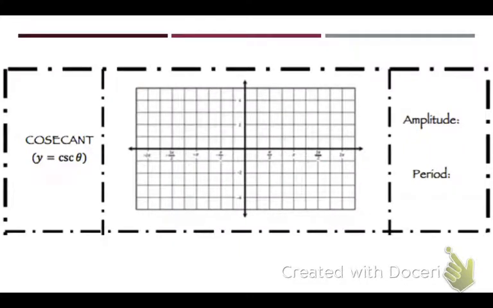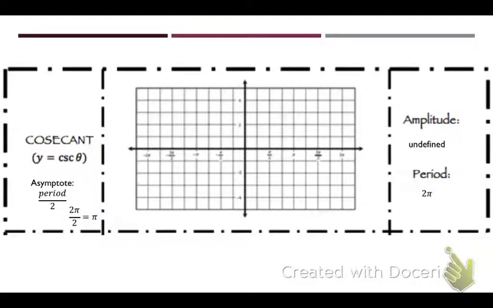So the amplitude on cosecant is undefined. We don't have an amplitude. We do have a fake amplitude, but the amplitude itself is undefined. And the period is 2 pi. So my asymptote for the cosecant graph is the period divided by 2. So if my period's 2 pi, divide that by 2, and you get pi.